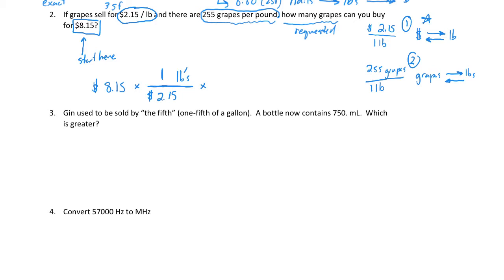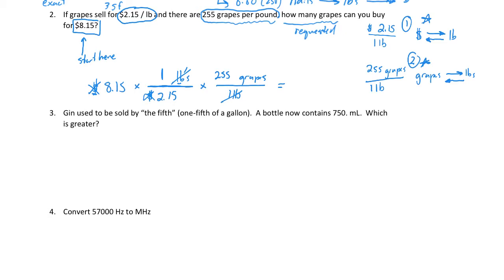Okay, now the second one, we're going to convert pounds into something else. See, we've turned dollars into pounds. Dollars cancels here. And now the unit is pounds. So what can we turn pounds into? Well, if we look at conversion factor 2, we can turn it into grapes, from pounds. So it turns out there are 255 grapes per 1 pound. Now we can actually go ahead and solve this because pounds will cancel and we'll be left with grapes.